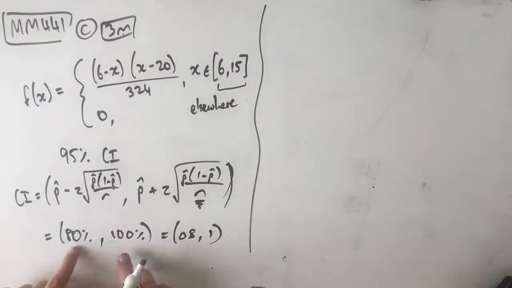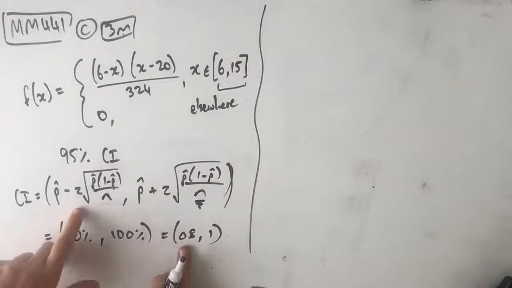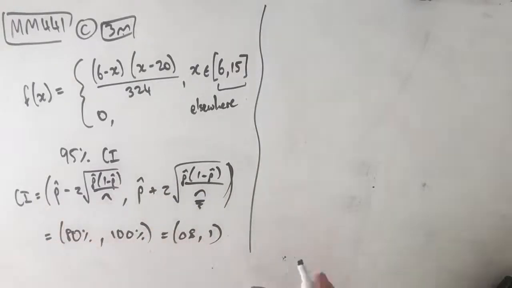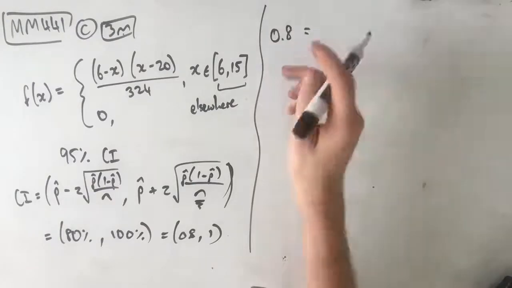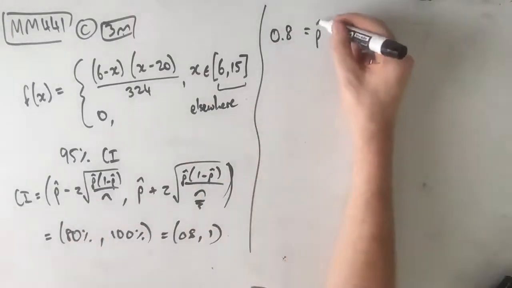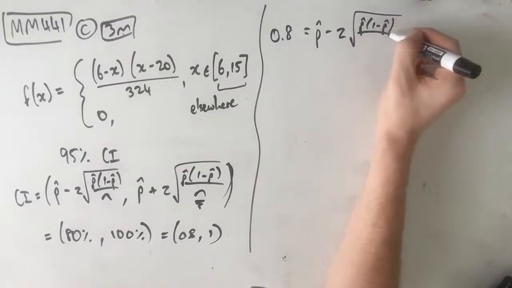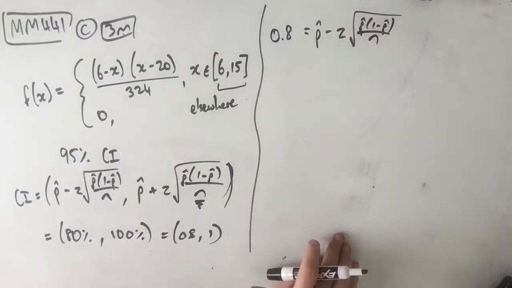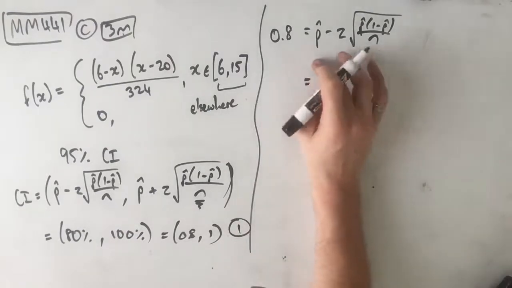Now, these two numbers correspond to these two formulas, right? This is our lower bound and this is our lower bound. This is our upper bound and this is our upper bound. So what we can say is that 0.8 is equal to our lower bound here, which is p hat minus z, p hat 1 minus p hat over n. Awesome. Also, this is our first mark down here. So now we can actually sub in values here.